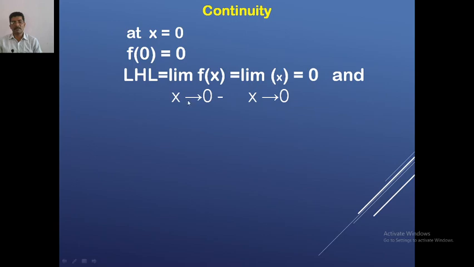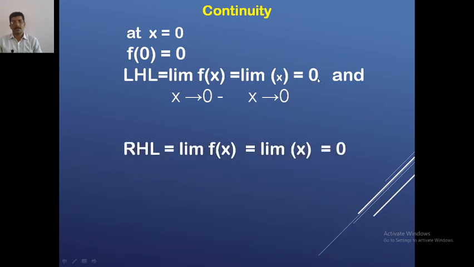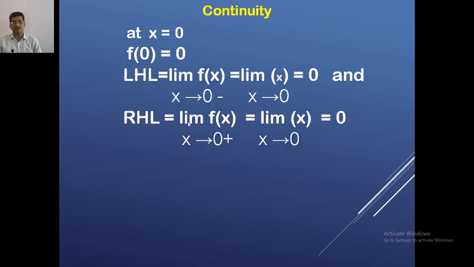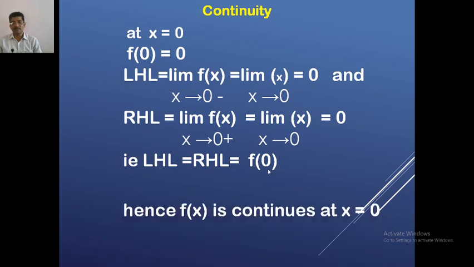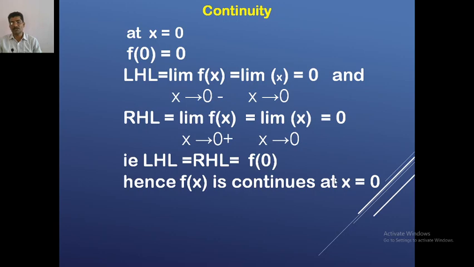Left hand limit: the limit of f of x as x tends to 0 minus is equal to the limit of x square as x tends to 0. This value is 0. And the right hand limit as x tends to 0 plus: the limit of f of x is equal to the limit of x, since x is greater than 0 and the function is x. The limit of x as x tends to 0 is equal to 0. The value of the function is 0. Left hand limit is 0 and right hand limit is also 0. It means the left hand limit is equal to the right hand limit, which is equal to the value of the function. Therefore, by definition, f of x is continuous at the point x equal to 0.